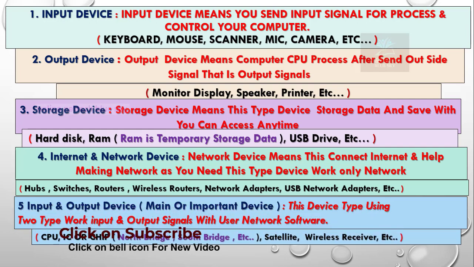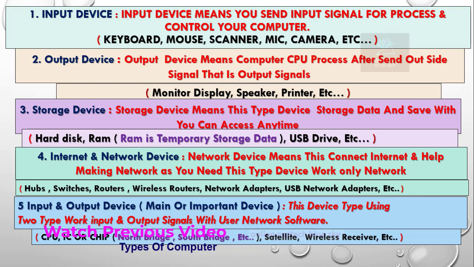The central processing unit is the main brain of the computer, and it does the processing work for input and for output signals. So the CPU works on both input and output. Then there is the IC, the integrated circuit, a very small chip. Okay, so there are also the north bridge and south bridge, and other types of input output signal chips.